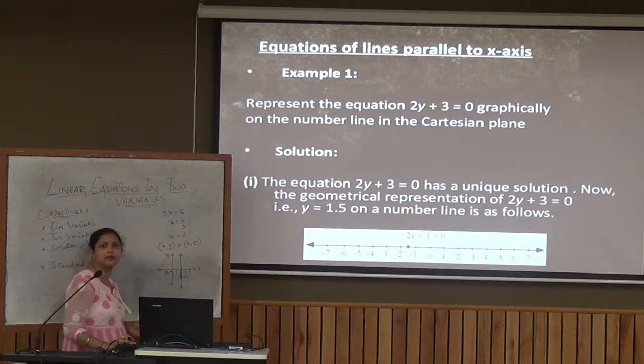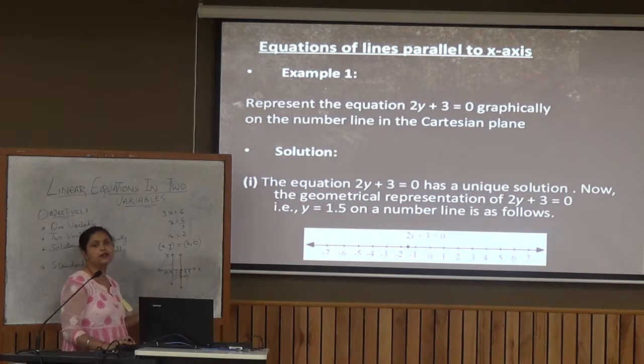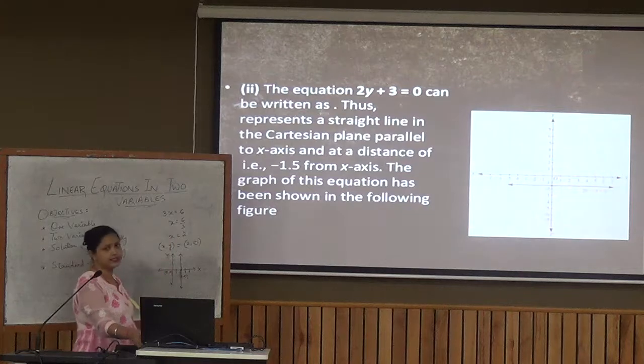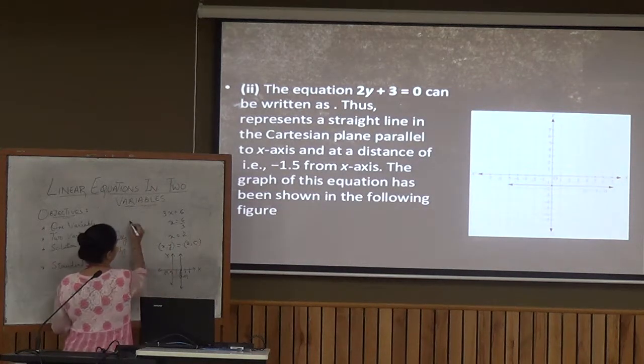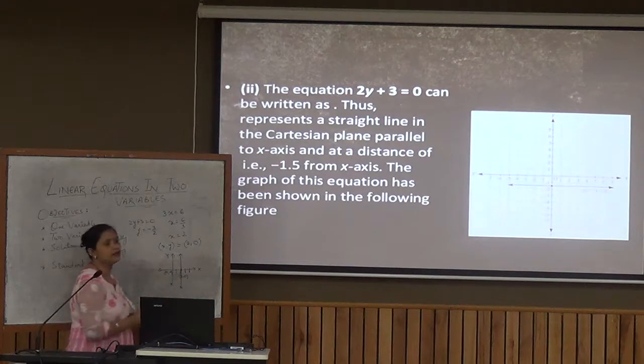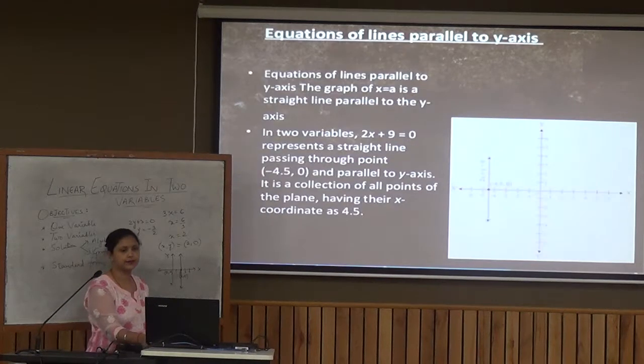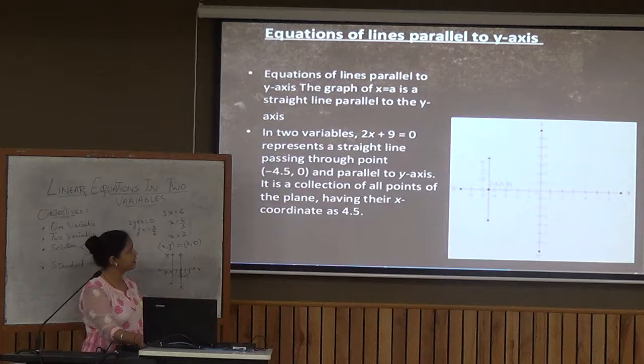Similarly, if we get equations in the y variable, the line will be parallel to the x-axis and not to the y-axis. As you can see on the graph paper, one equation is given in y: 2y plus 3 equals 0. So we will get the value of y as minus 3 upon 2, which will be plotted only on the y-axis and will not represent any coordinate on x. Hence we can get some lines. Another equation is represented here.